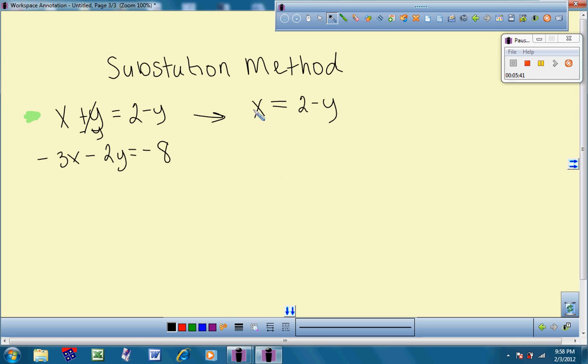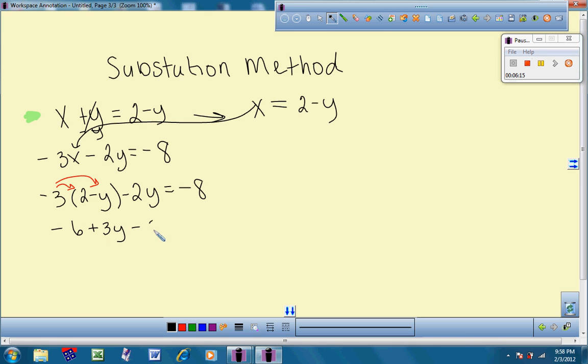I am now going to plug what I have for x into my second equation. This becomes negative 3 times x, which is now 2 minus y, tack on the rest of my equation, minus 2y equals negative 8. Distribute that negative 3 to everything inside the parentheses. We get negative 6 plus 3y minus 2y equals negative 8. We need to now combine like terms.